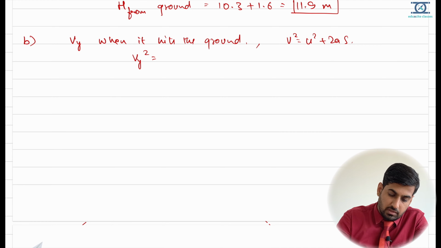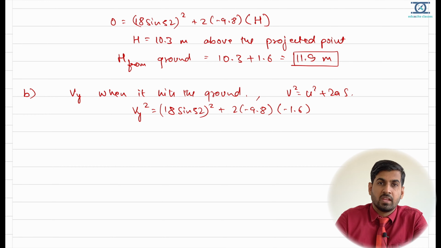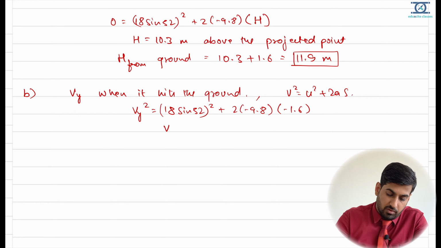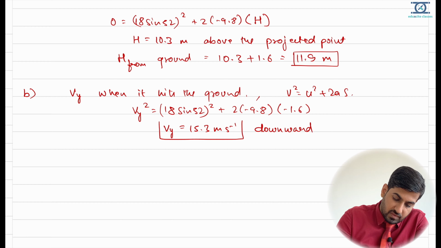So I will use uy as the initial 18 sin 52, squared, plus 2 times minus 9.8 times minus 1.6. If you put in the values, you will get Vy as 15.27, so you can say 15.3 meters per second in the downward direction. I hope it is quite clear.